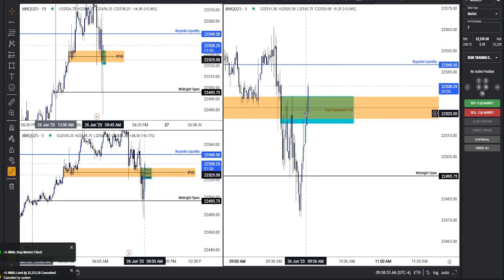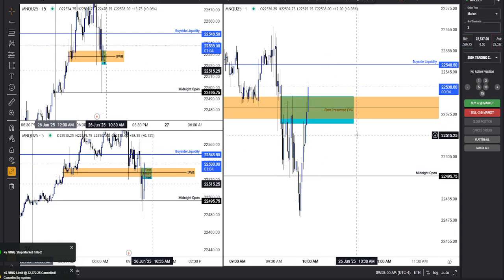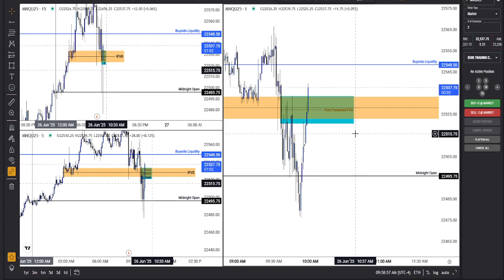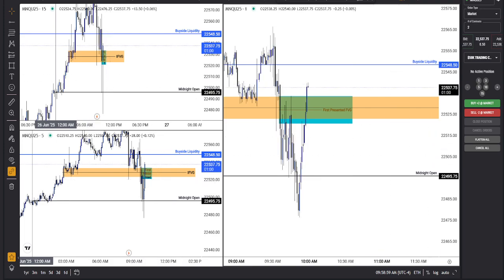Order filled. Alright, so the price came back and stopped. Okay. I'm just gonna have to see what's going on. Let's see how this plays out. What's going on here? Is it respecting that 1 hour gap?